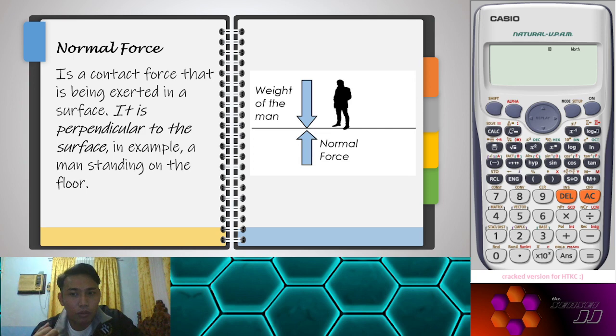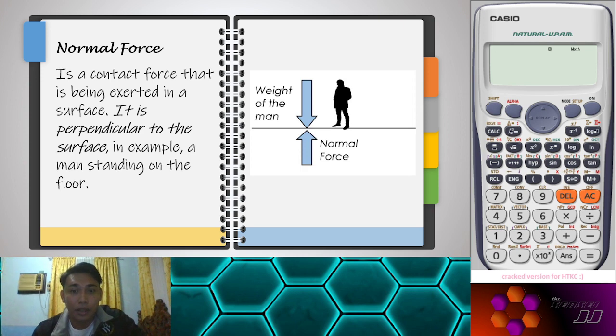Why is it like that? Because if the ground did not return a normal force, you would be falling. That is why the normal force acts on your weight whenever you are standing. This is our third law of motion: for every action there is an equal and opposite reaction.